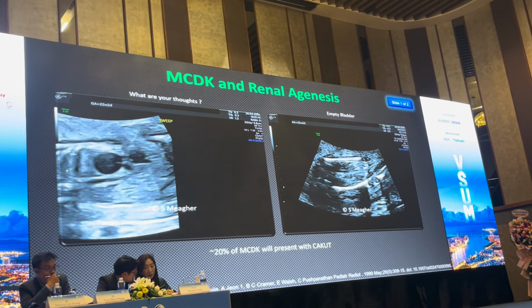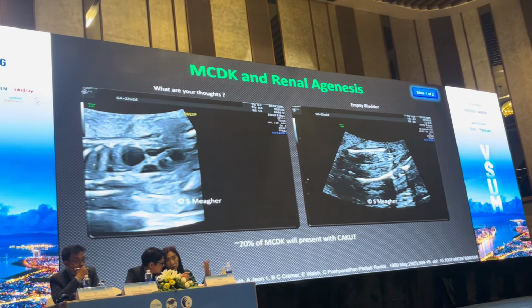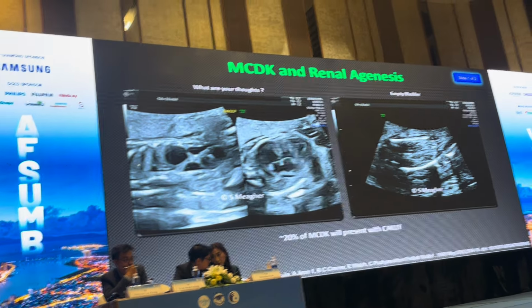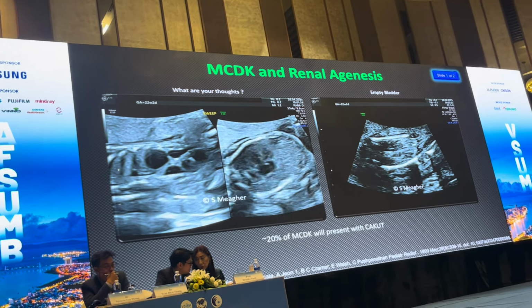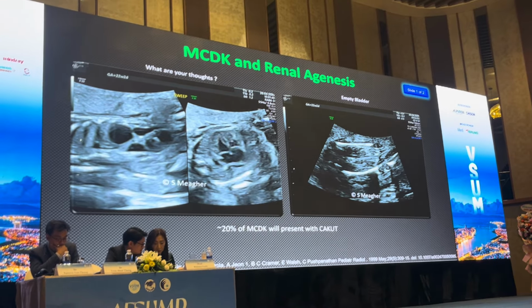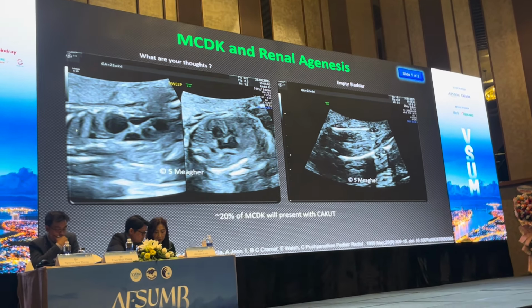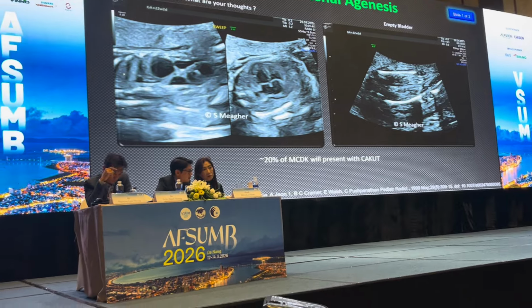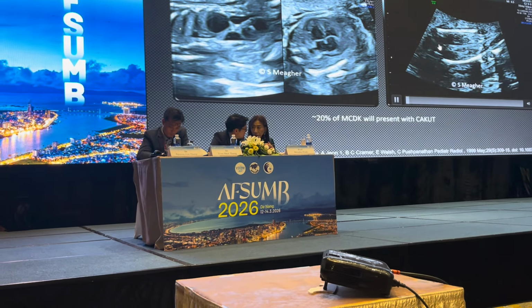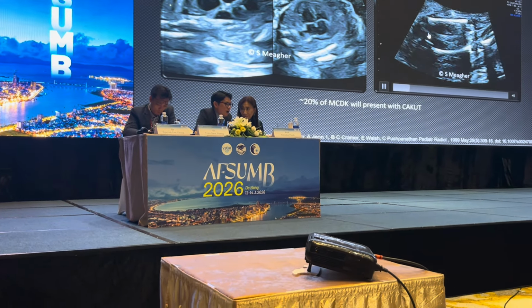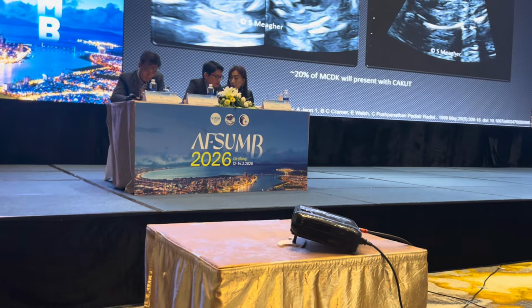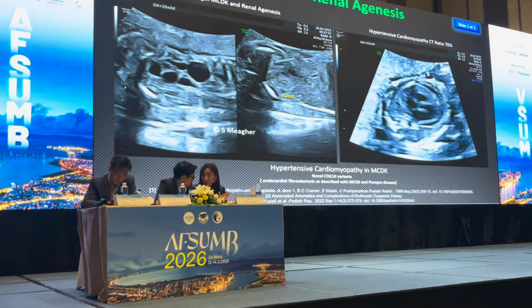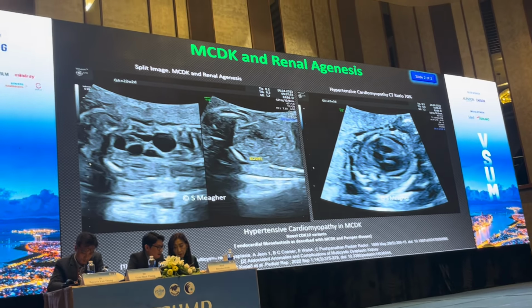So remember when I said that somewhere between 5 to 40% will have problems on the opposite side. It may be mild vesicular reflux, or it may be, as in this case, renal agenesis. And when you look at the bladder, you will see no fluid. So unilateral MCDK and renal agenesis on the contralateral side.